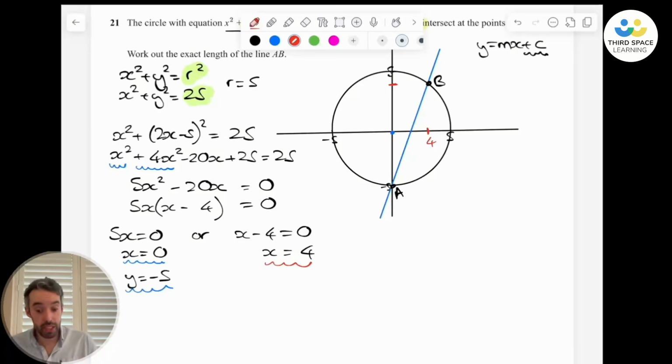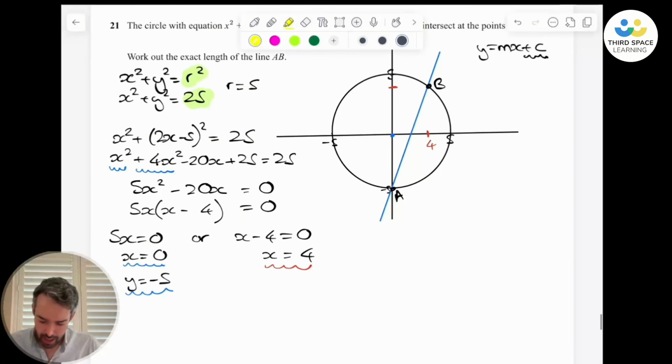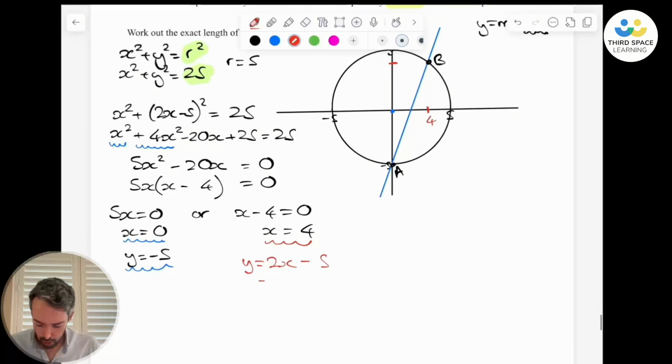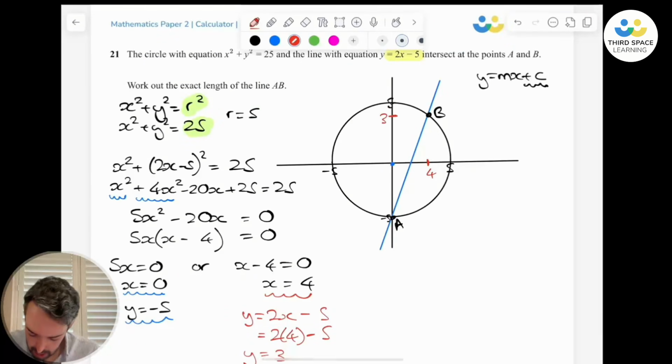So let's substitute it in. And I can use either of my equations. Doesn't matter in the slightest, but let's make our lives easy. Let's use the linear one. So y equals 2x minus 5. So that means that y equals 2 lots of 4 minus 5. So that's 8 minus 5, which is 3. So y equals 3. So that one's 3. Okay, so we have our coordinates now.